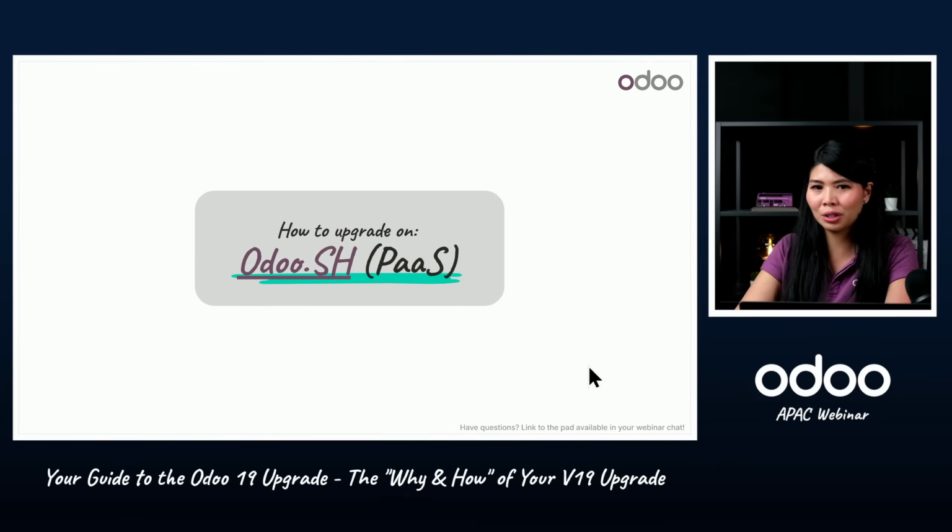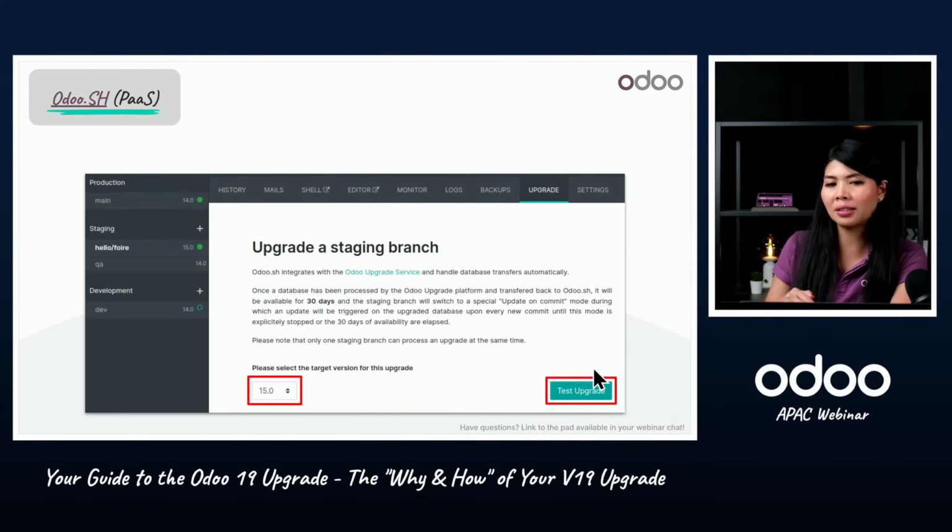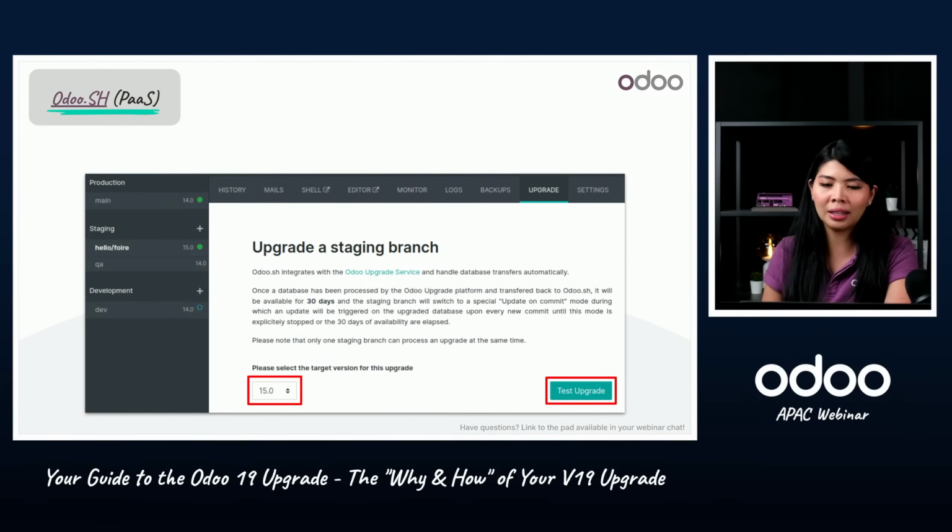One of the easiest ways to actually upgrade when you're on Odoo SH is through our Odoo SH hosting platform. Basically, you can go ahead and go into your Odoo SH project. You can create a staging branch where you click on upgrade in the upper right-hand corner. You'll see a section for which target version of the upgrade you want to move into, and then you click test upgrade. That staging branch now becomes the area for you to test while not touching your production and live database.